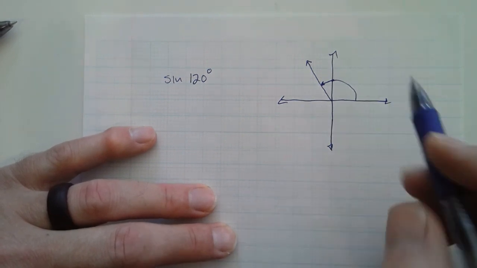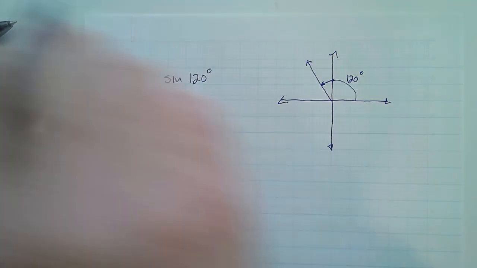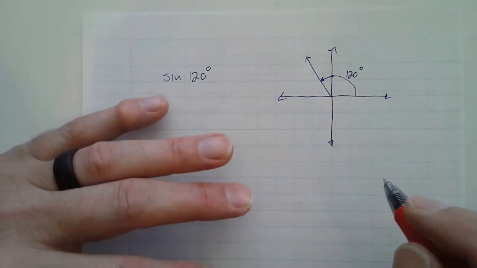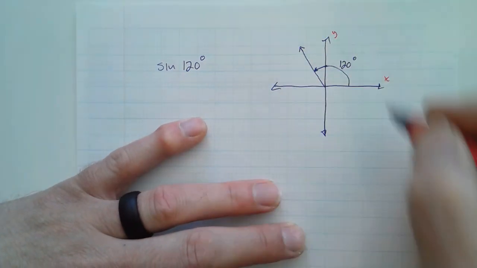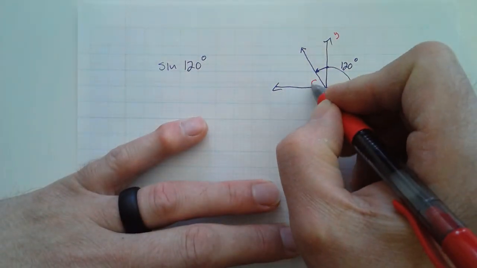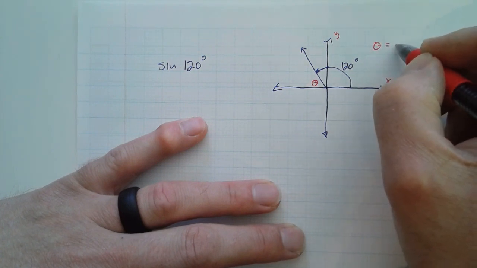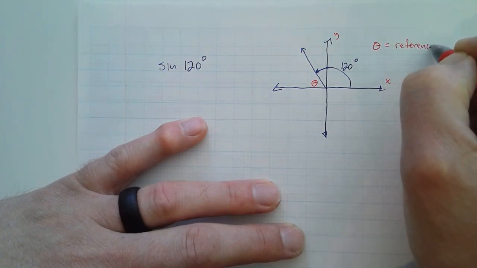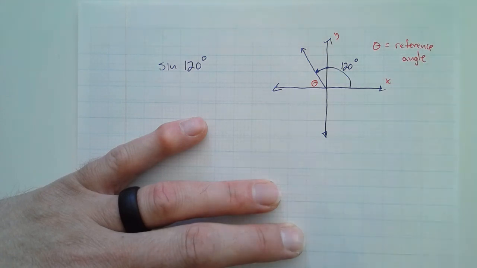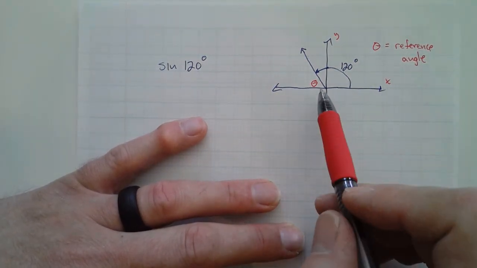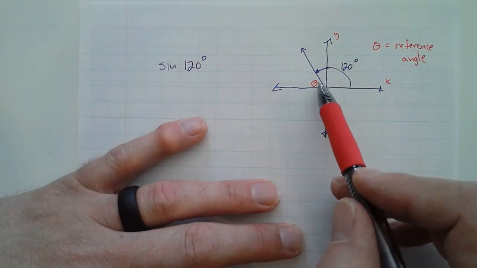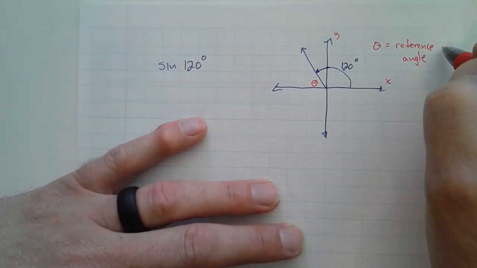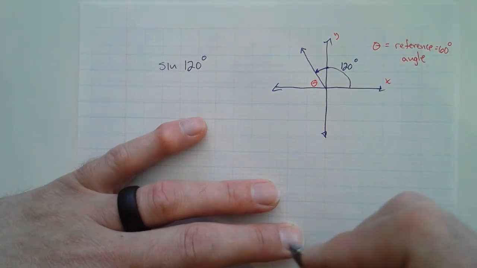Now, the first thing we have to do, if this is 120 degrees, we have to find out what our reference angle is. Now, our reference angle is the angle it makes with the x-axis. Here's my x-axis. There's my y-axis. So this is my reference angle. So theta equals our reference angle. So how big is theta? Well, straight across, a line gives you 180 degrees. So this reference angle is 60 degrees.